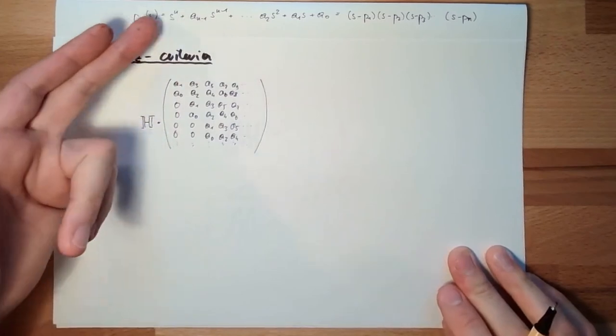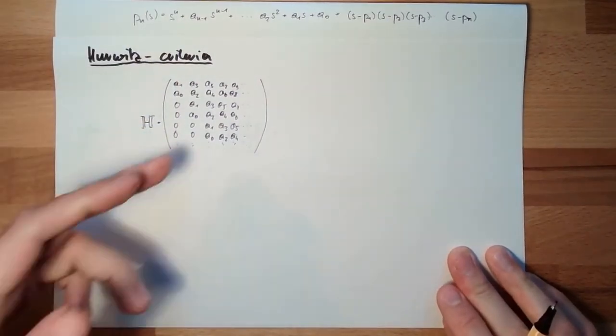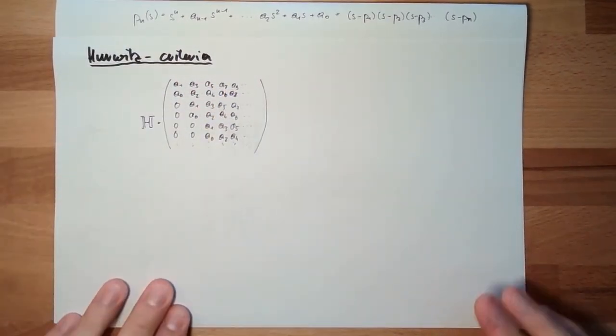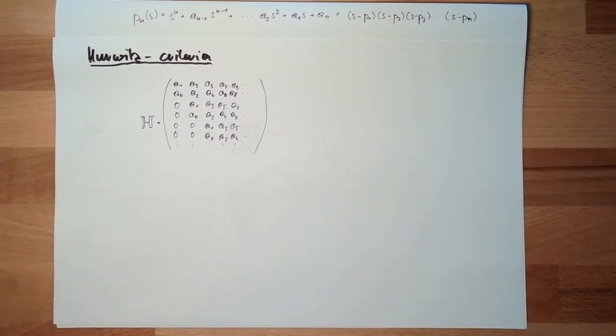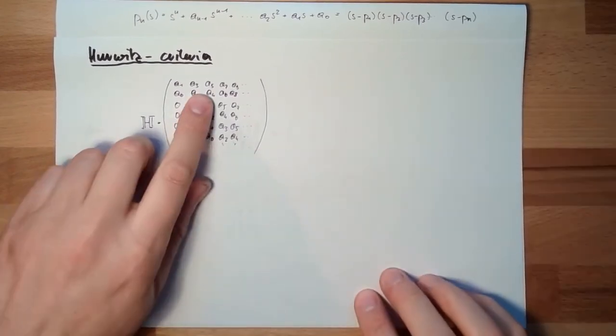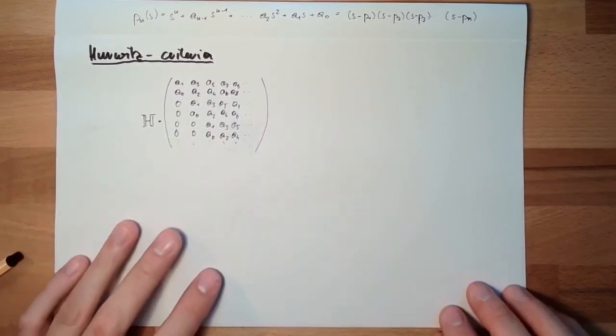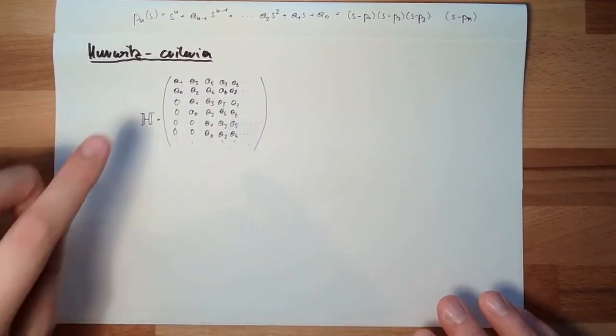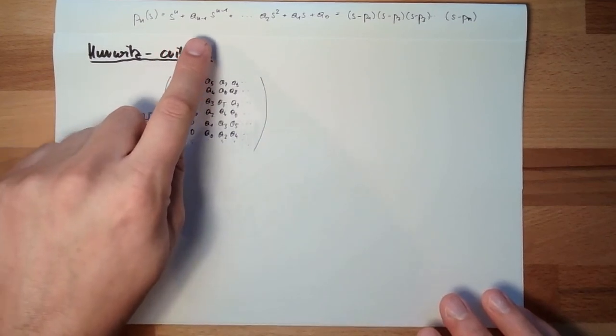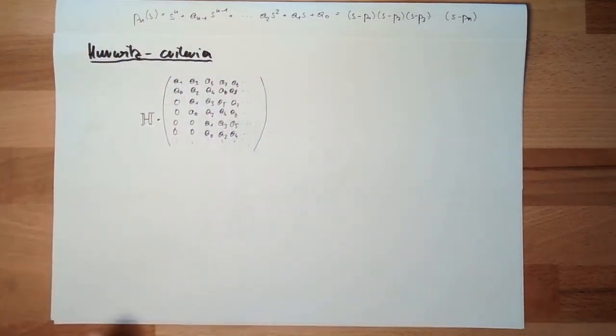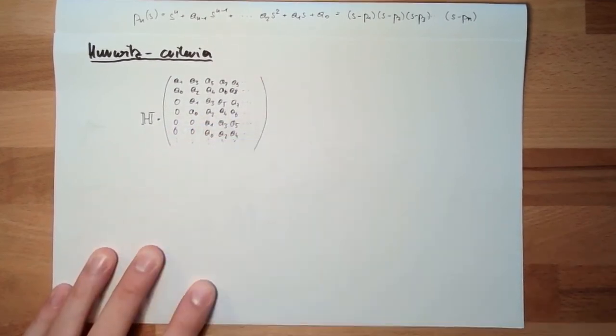Because somewhere the coefficients are gone. For instance, if I only have fourth grade and no fifth, then this A5 is zero. Elements which are not here, I simply set to zero. This is the Hurwitz matrix.